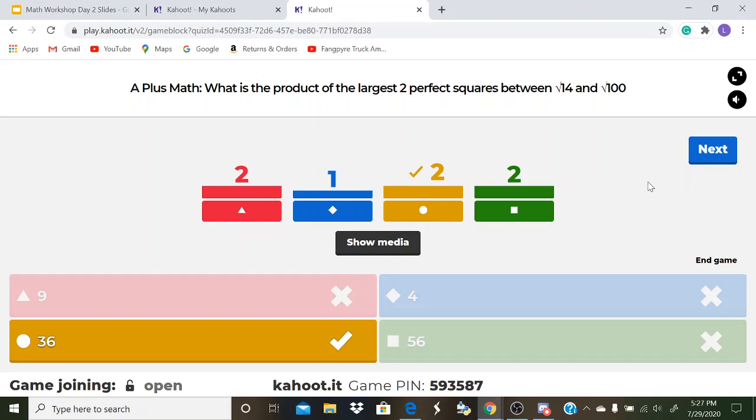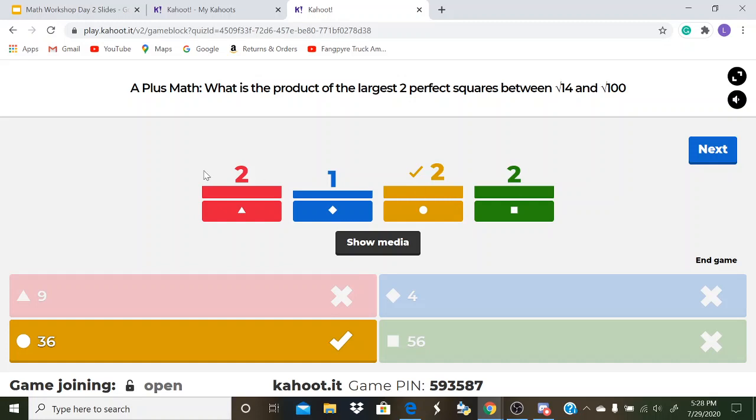If you know the square root of 16 is 4, and 14 is a little less than 16, then the square root of 14 would be a little less than 4. So then you need to find the two largest perfect squares between a little bit less than 4 and 10. Those two would be 4 and 9, because it's 2 squared and 3 squared. So then you would do 4 times 9, which is 36.